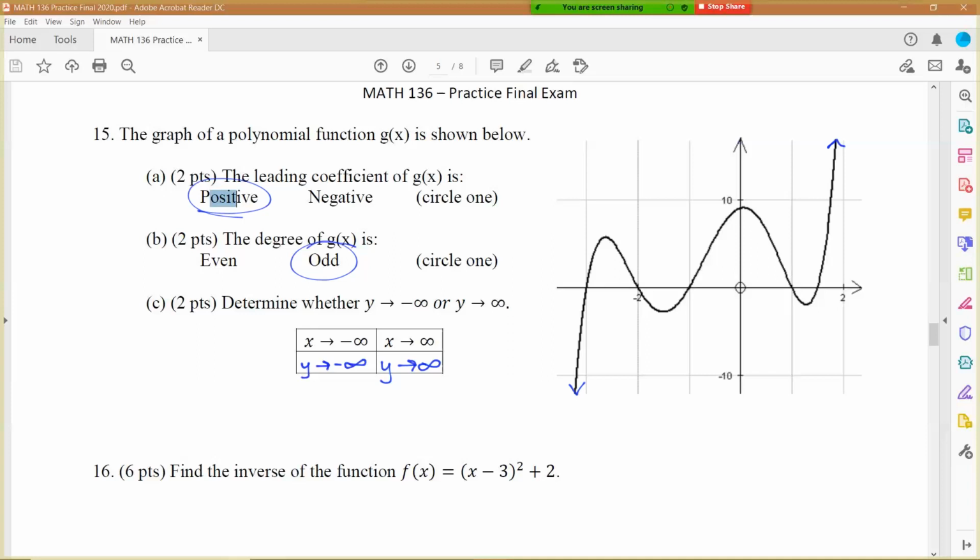For part C, you're talking about end behavior. The first box is going to talk about the left side. The left side goes down, so that's why we chose the negative infinity. For the right side, the arrow went up, so we chose positive infinity.